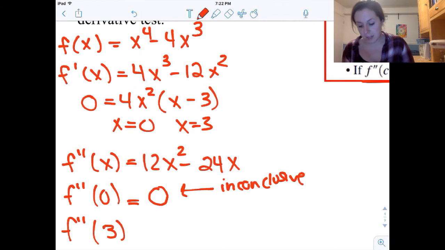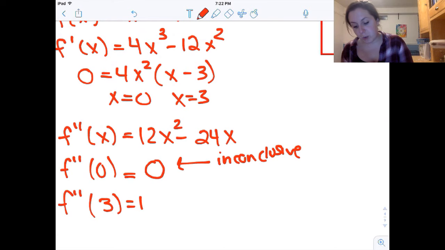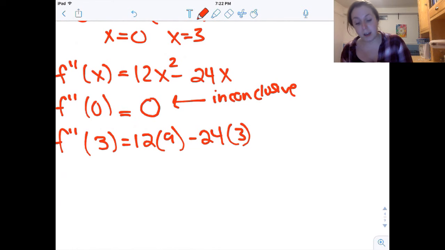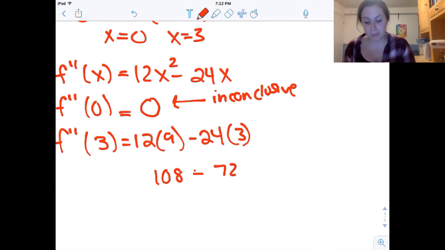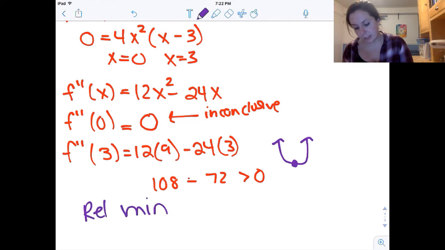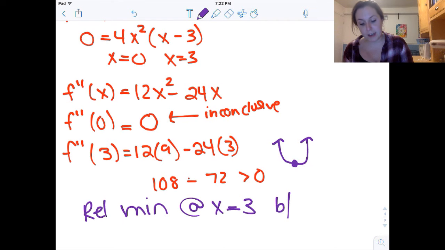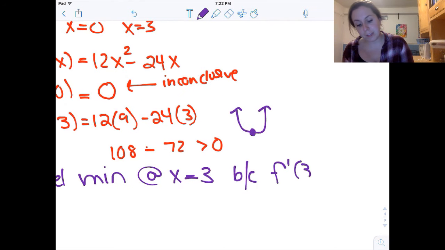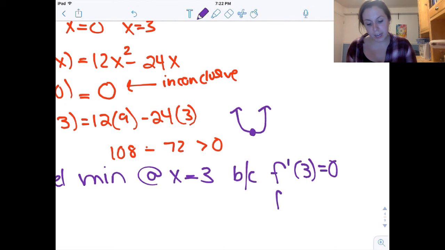Okay? F double prime at 3, so this would be 12 times 9 minus 24 times 3. So this would be 72, and this would be 12 times 9 is 90, 108. And I don't really care what that is, but I do know that that's positive. So here's what this tells me. At this one, my second derivative is positive, which means that this is concave up, so it's going to be a minimum. So there is a relative min at x equals 3 because f prime of 3 is 0, right? It's a critical value, and f double prime of 3 is positive.